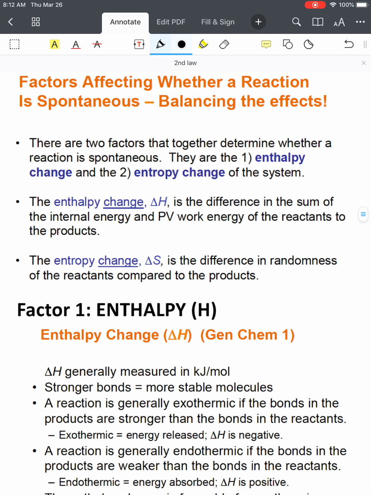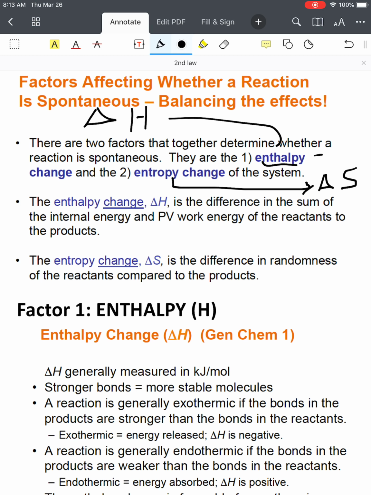So, factors affecting whether a reaction is spontaneous. We just said that both the enthalpy change of a reaction, our delta H, triangle H, that's our enthalpy, and entropy, our delta S, are important. We learned how to calculate that last lecture. That's our delta S, right? Let me see if I can draw a prettier S. So both the enthalpy and the entropy change are important.